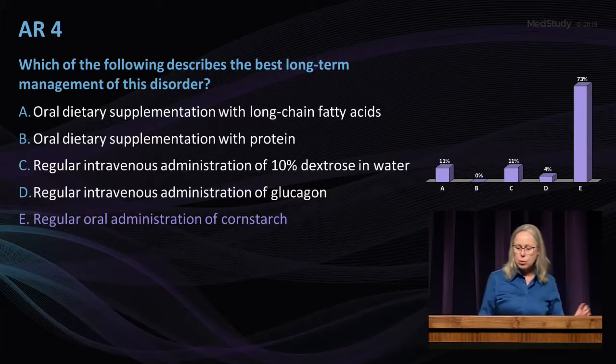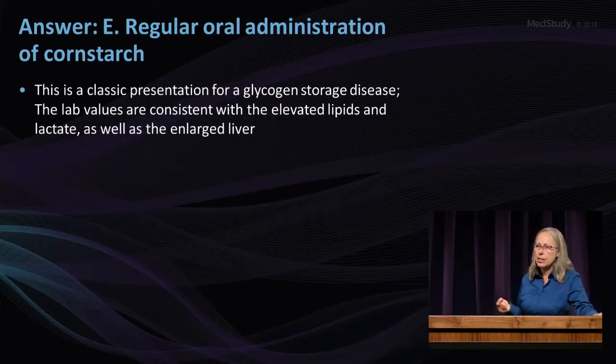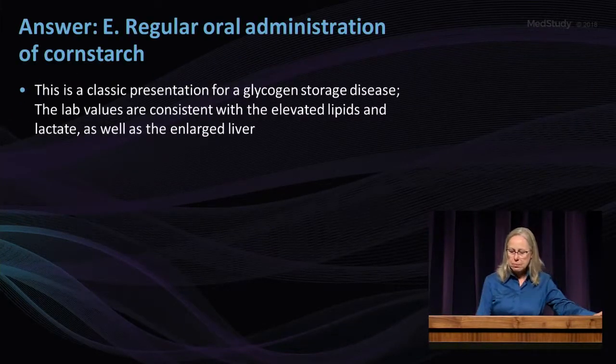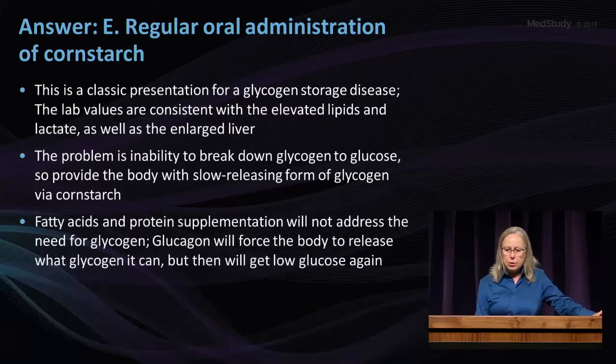Excellent. So this is one we haven't talked about yet. This is intro to the next one. This is a very typical GSD, or glycogen storage disease. We can't break down our glycogen to get it out of the liver to maintain our glucose. We want to help with that by giving the child cornstarch, a necessary starch to get their energy from. Fatty acids and protein supplementation will not address the issue.